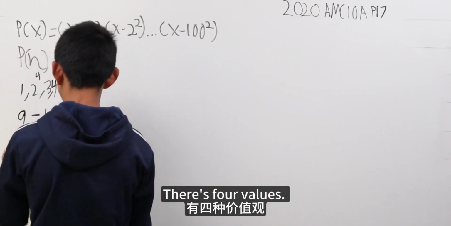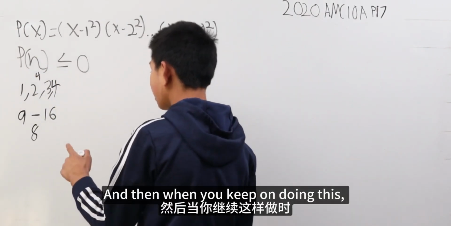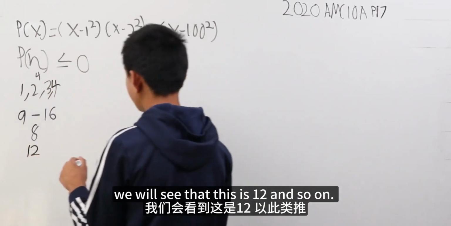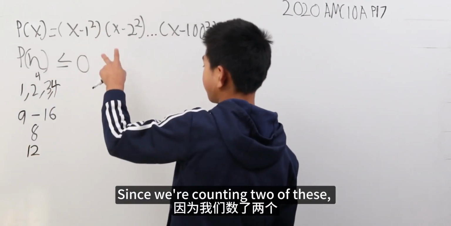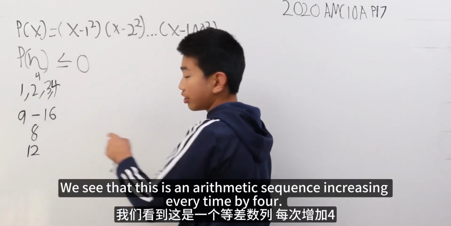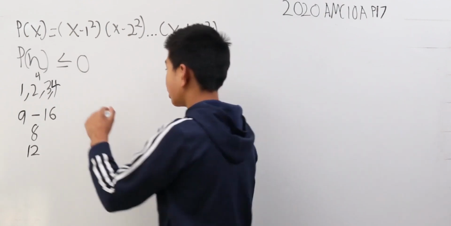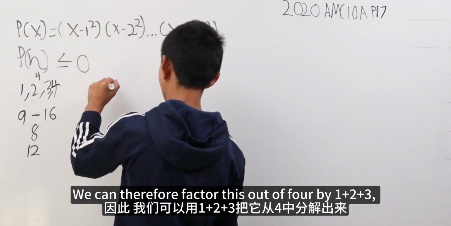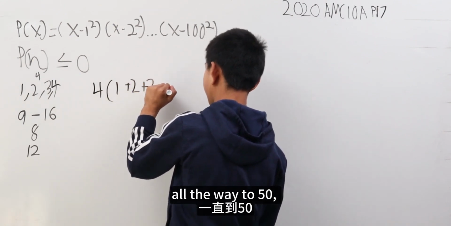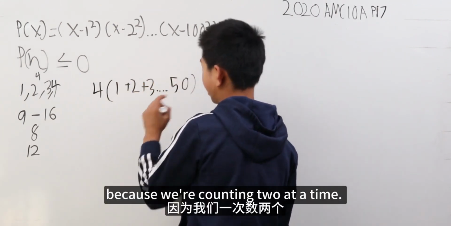So there's 4 values, and when you keep on doing this, we will see that this is 12 and so on. Since we're counting 2 of these at a time, there's going to be 50 of these. We see that this is an arithmetic sequence increasing every time by 4. So we can factor out a 4 from 1 plus 2 plus 3 all the way to 50, not 100, because we're counting 2 at a time.